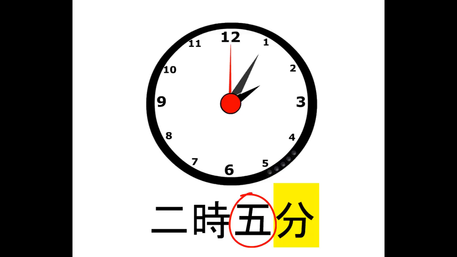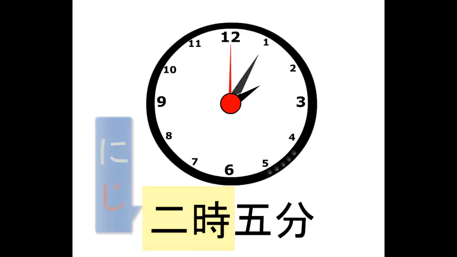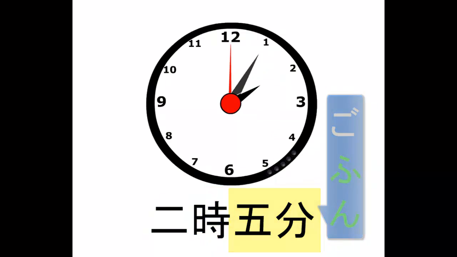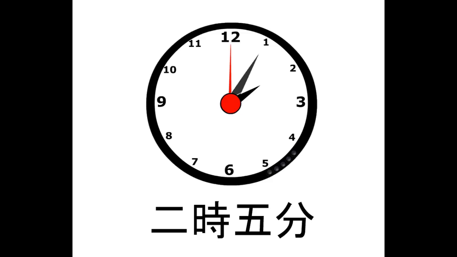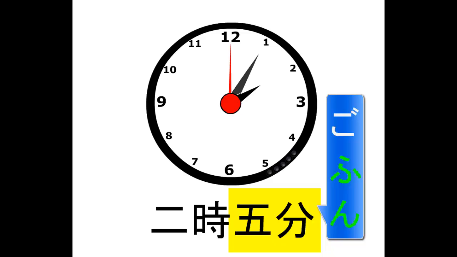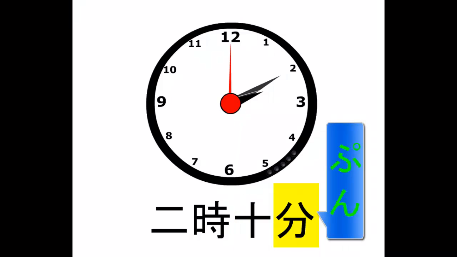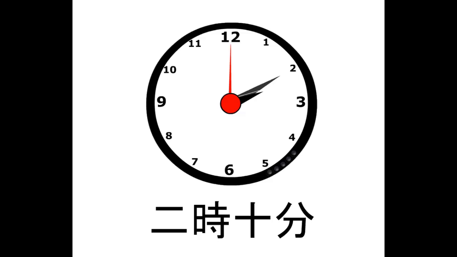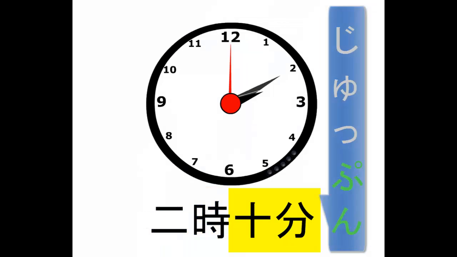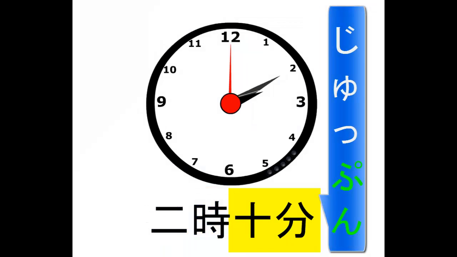Now after a 5, we pronounce this one fun, go fun. So 5 past 2 would be simply niji go fun, 2 o'clock, 5 minutes. Niji 5分. With a 10 past, we use the other pronunciation of fun, and that is pun. So we get 2 o'clock, 10 minutes. Niji, ju, pun.